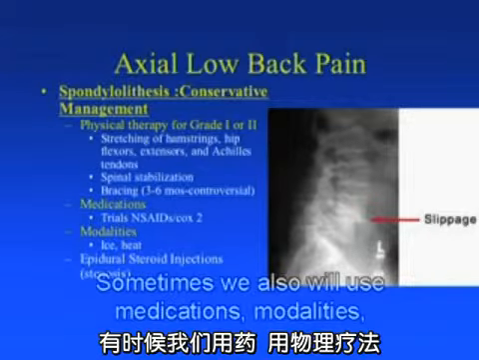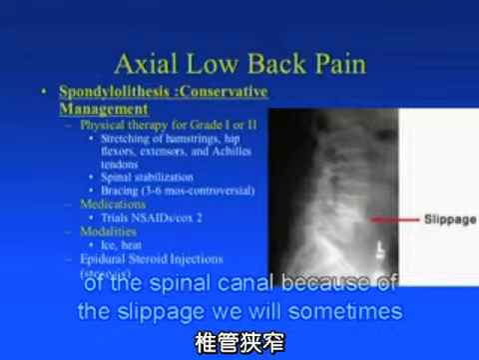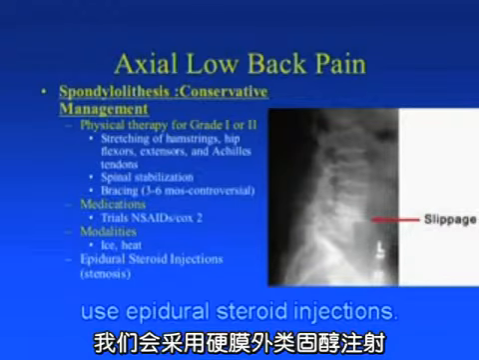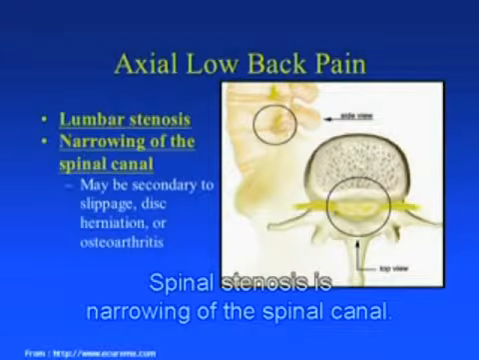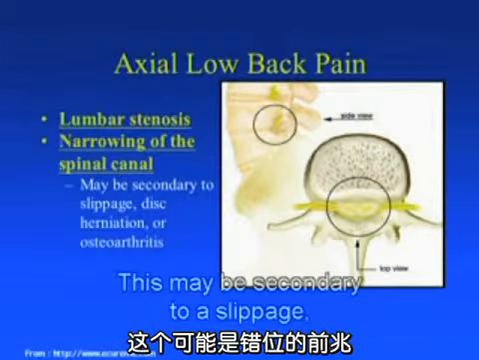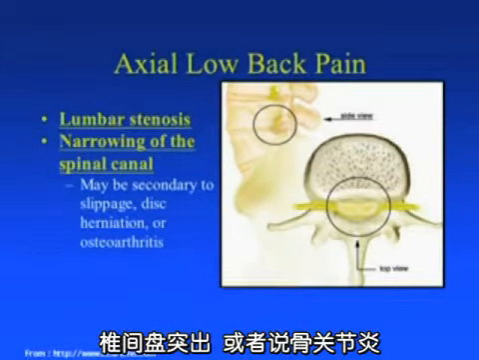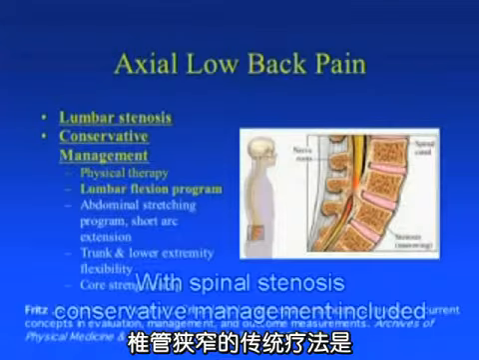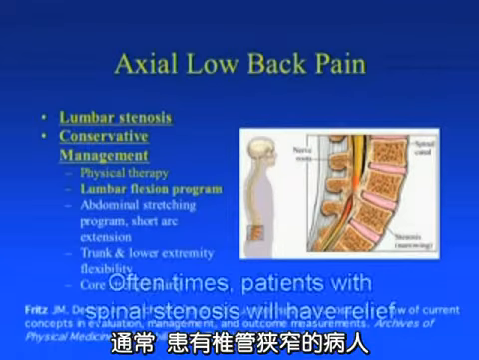Sometimes we also will use medications, modalities, and if there is central canal stenosis or narrowing of the spinal canal because of the slippage, we will sometimes use epidural steroid injections. Spinal stenosis is narrowing of the spinal canal. This may be secondary to a slippage, such as spondylolisthesis, which we just discussed, a disc herniation, or osteoarthritis. With spinal stenosis, conservative management includes physical therapy.